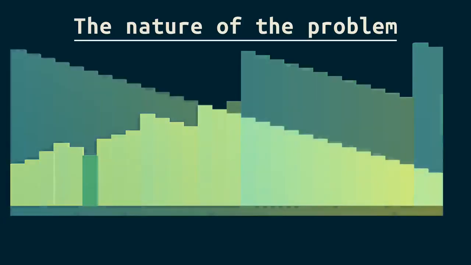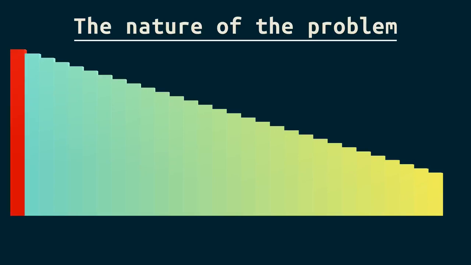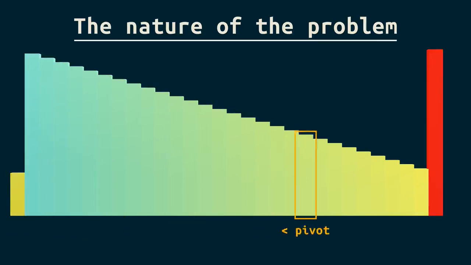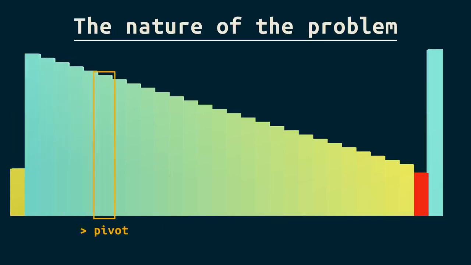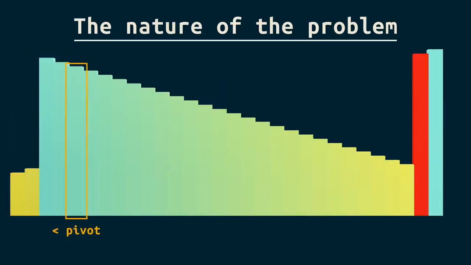The worst possible pivot is something more like this. Here, it's the largest item, or it could be the smallest. After the partition, we end up with nothing on one side. So when we make this recursive call, there's almost the same amount of work to do. If we always choose bad pivots, we end up with a horrible slowdown.